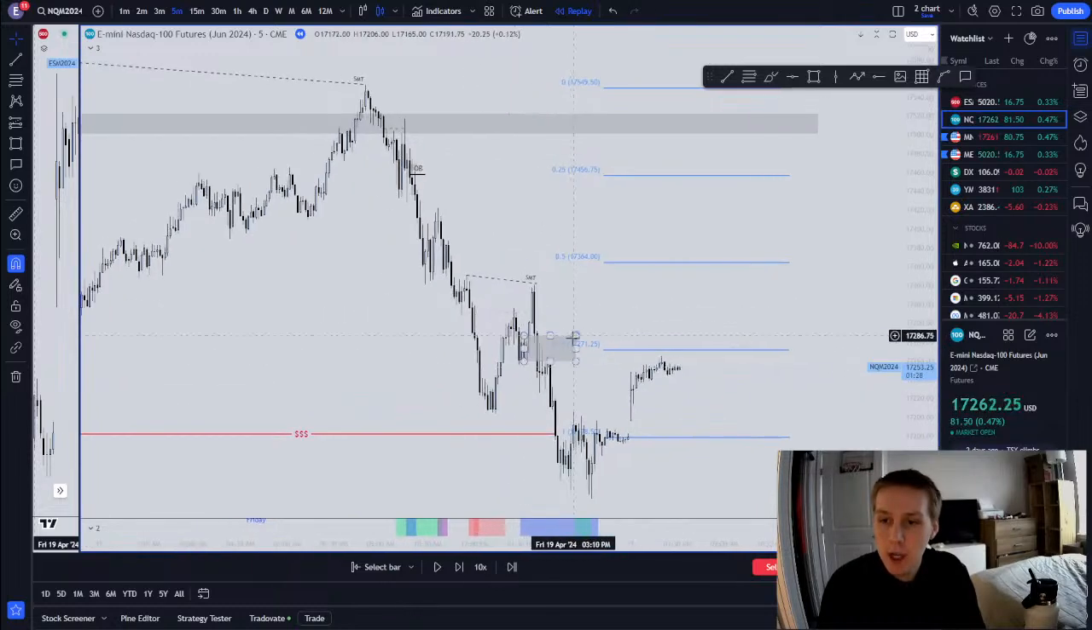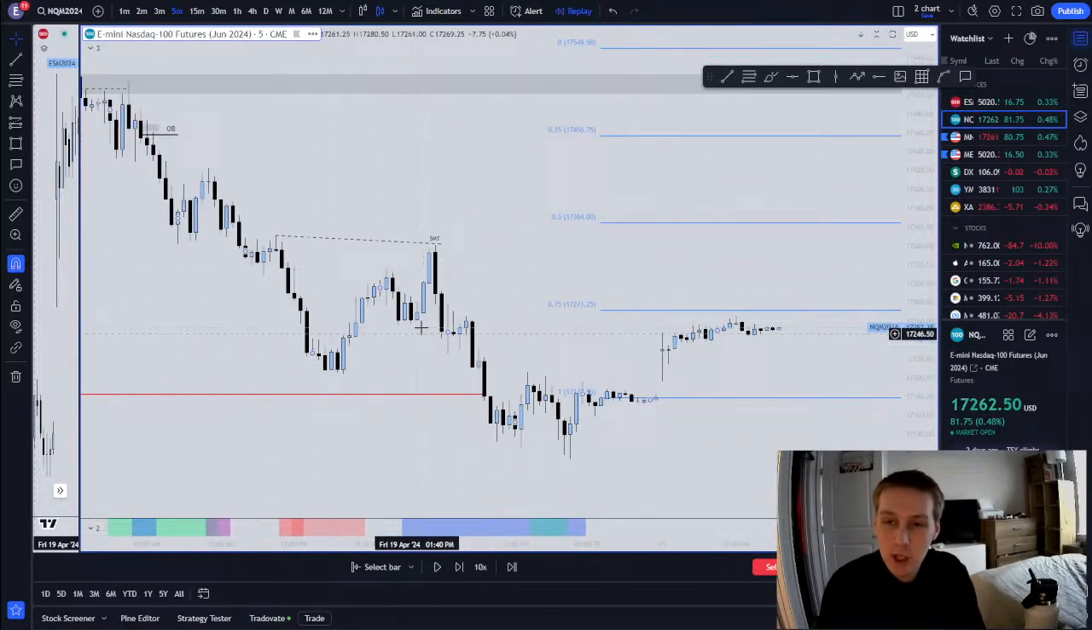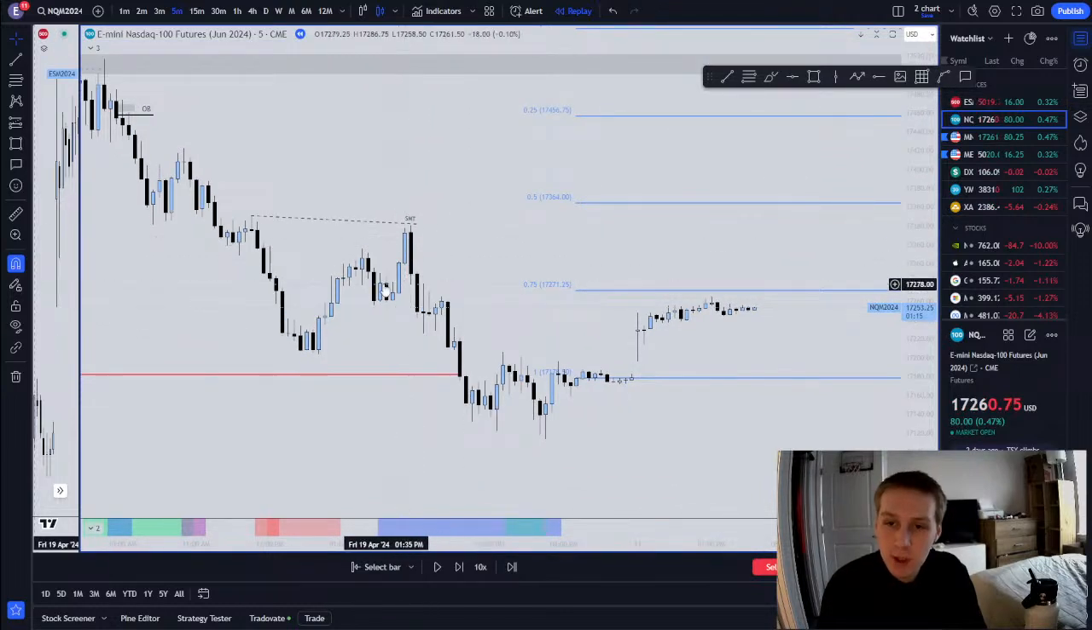Breaker, fair value gap, change in state of delivery. What is change in state of delivery? Change in state of delivery is when we close below these bullish candles. So now this becomes the order block. This up closing candle range here becomes the order block, and this becomes the breaker. That's what the change in state of delivery is.